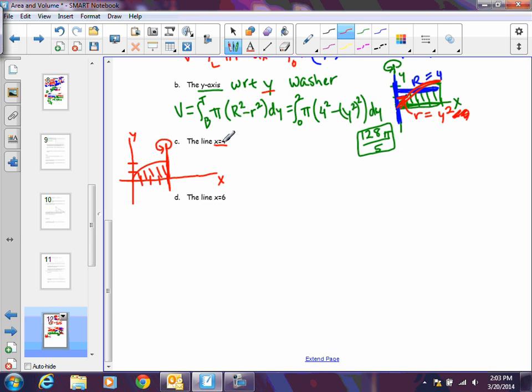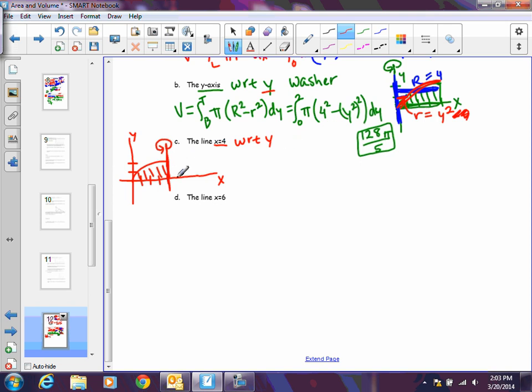So when you have this x equals 4, you might think, oh, that means with respect to x, but it actually doesn't. I think probably what's best is just stick with the x and y axis, and when you get to these lines, think, is it like the x-axis or is it like the y-axis? And then you don't really have to memorize anything.